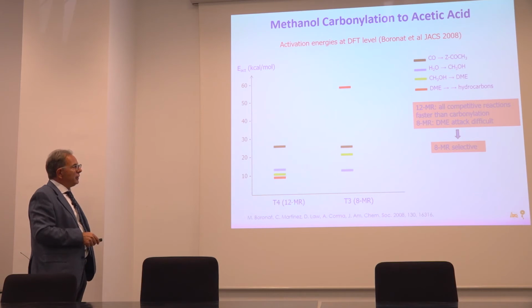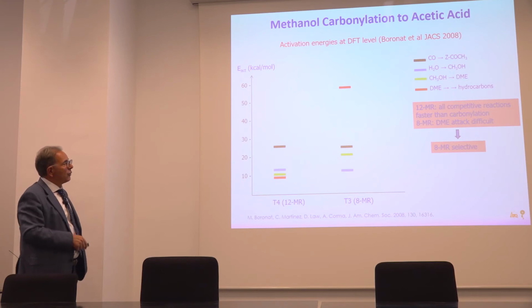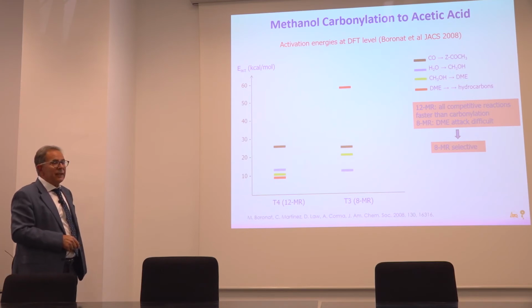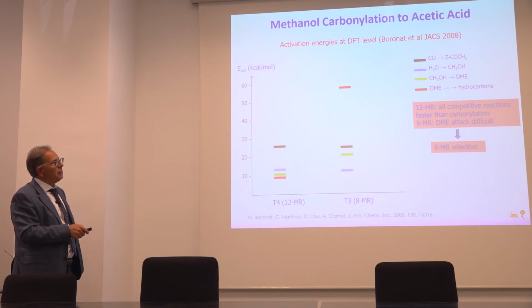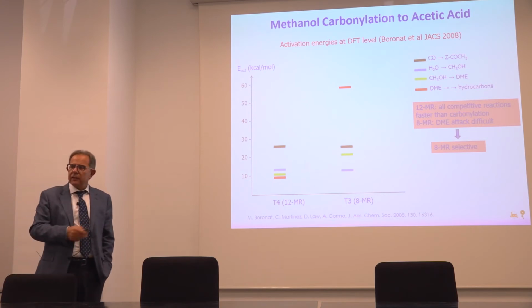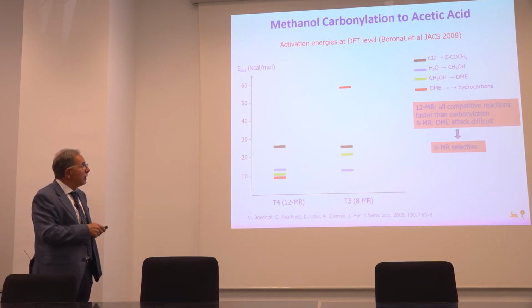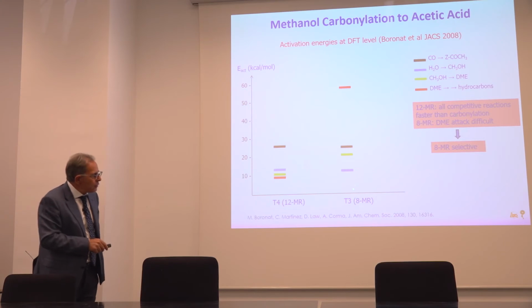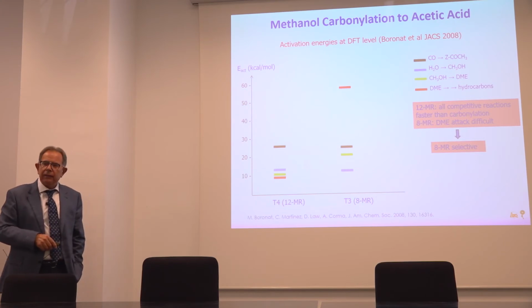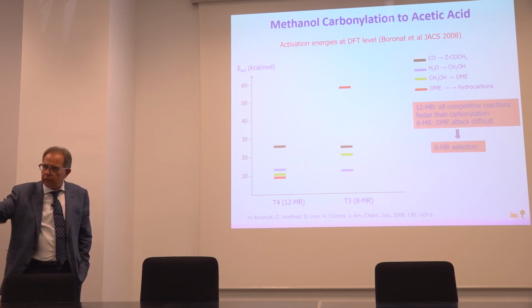Take the site in the 12-member ring, the methoxy in the 12-member ring. Calculate the activation energy. And what you see is the most favored reaction, the one with the lowest activation energy, is the formation of dimethyl ether and hydrocarbons. Just what Iglesia was saying in his work. The less favorable here will be the wanted reaction, the desired one, which was the carbonylation. What happens when you go into the methoxy in the 8-member ring? The less favorable is the formation of hydrocarbons, correct.